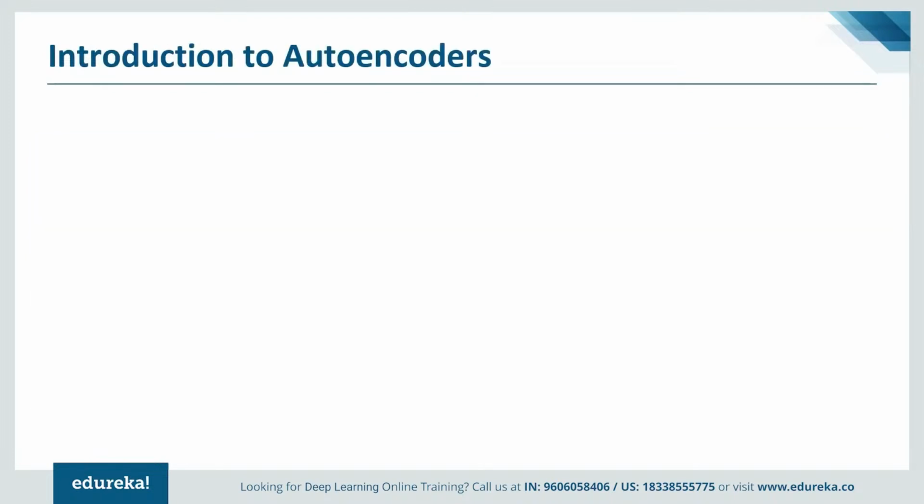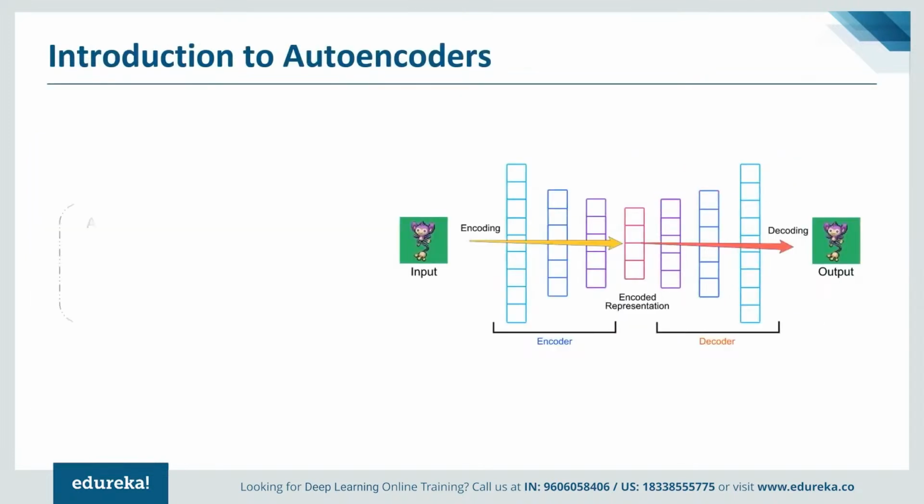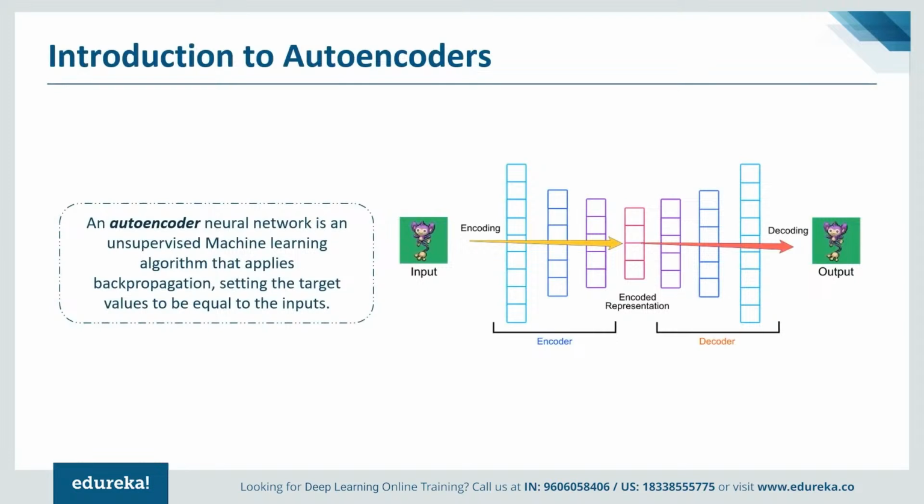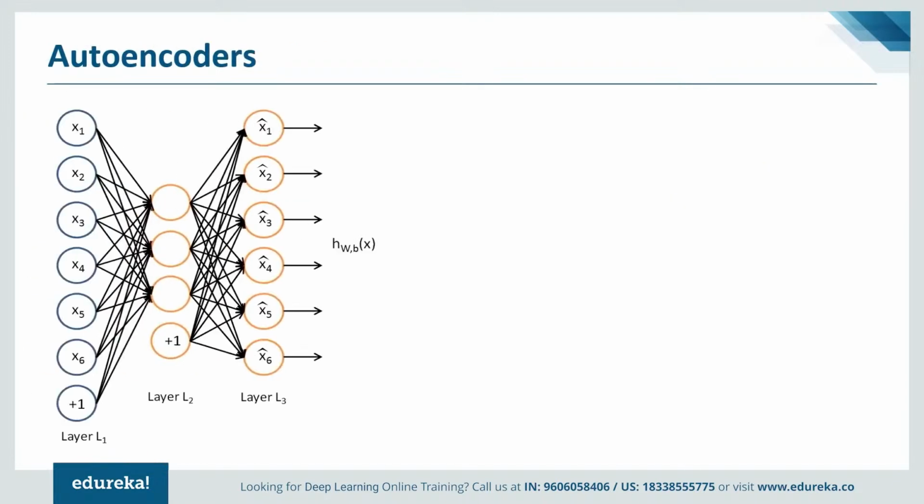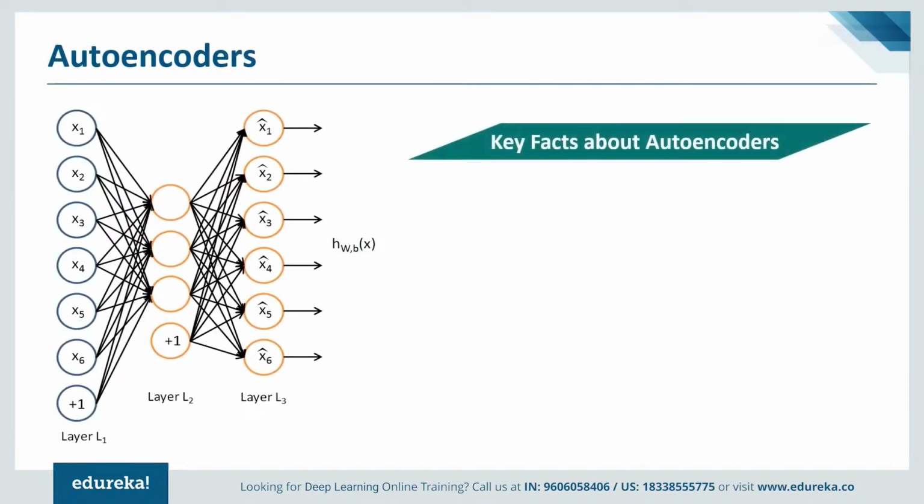Now, autoencoders are simple learning networks that aim to transform inputs into outputs with the minimum possible error. This means that we want the output to be as close to the input as possible. An autoencoder neural network is basically an unsupervised machine learning algorithm that applies backpropagation, setting the target values to be equal to the inputs. So let's have a look at some of the key features of autoencoders.